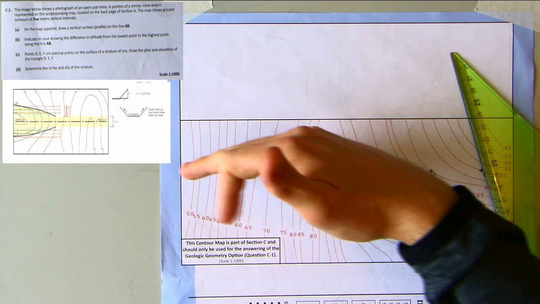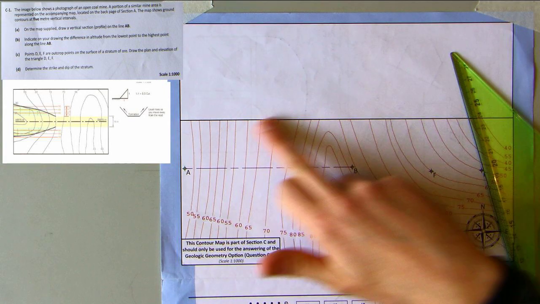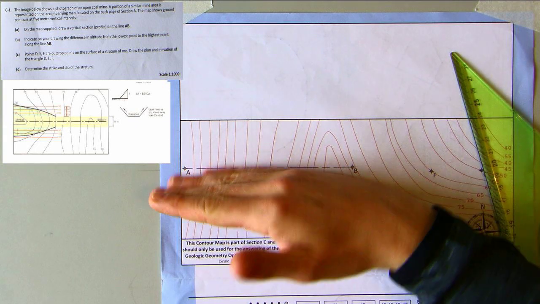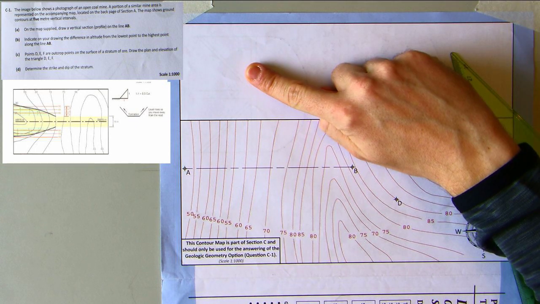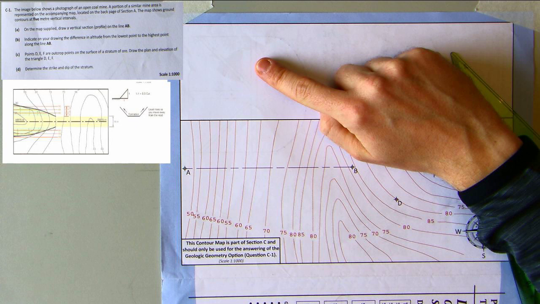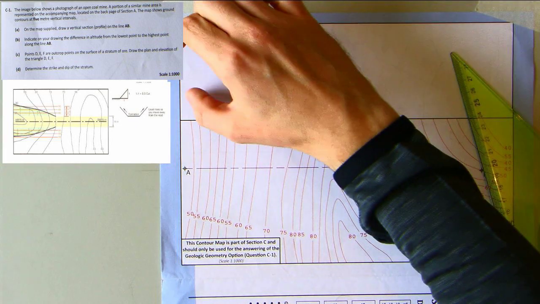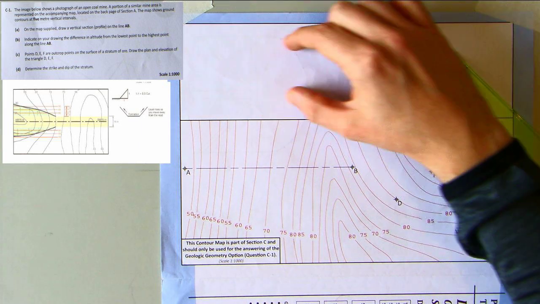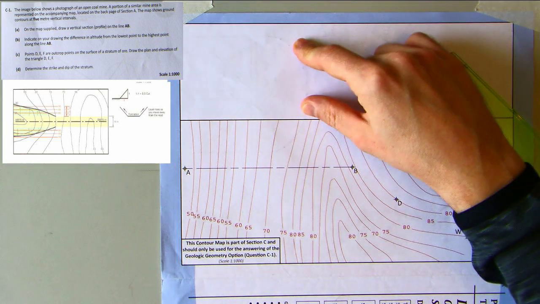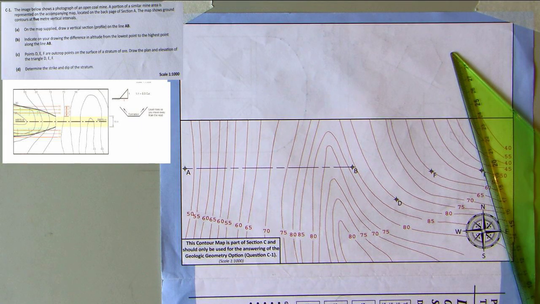So we're basically taking this land, slicing it down there and trying to show it up here. Part B, indicate on your drawing the difference in altitude from the lowest point to the highest point. So we're going to be looking for a bracket there of where the lowest point is to the highest point and indicating that on the map or on the profile.